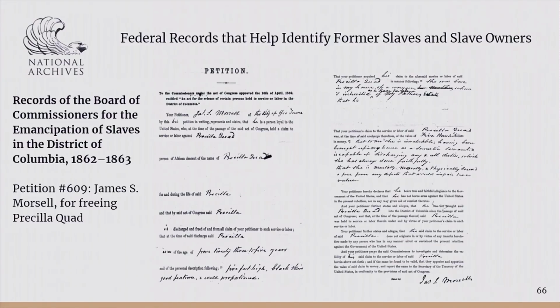So this is petition number 609 by James S. Morsel for freeing Priscilla Quad, whose age and description is provided in the petition. So good information there. So if you have somebody from the district, this is a good source.